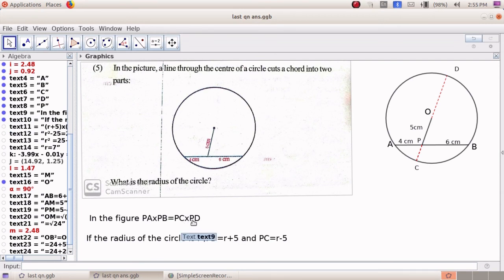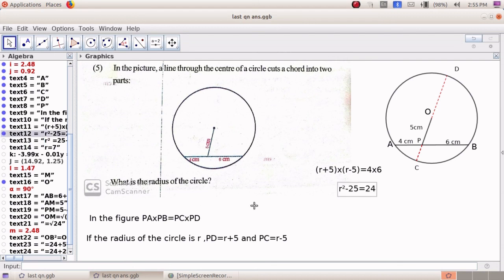Therefore, if you write PD and PC, at first it will be R plus 5 into R minus 5 is equal to 4 into 6. See, R plus 5 into R minus 5 will be 4 into 6. It is in the form of A plus B into A minus B. We know it is A square minus B square. In that way, it is R square minus 5 square is equal to 24.